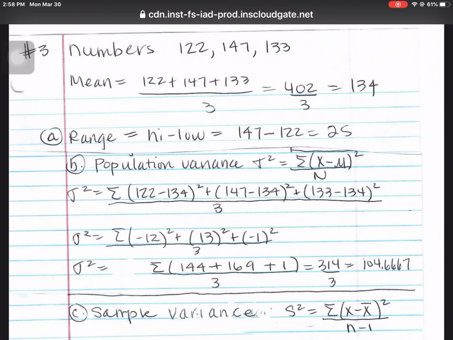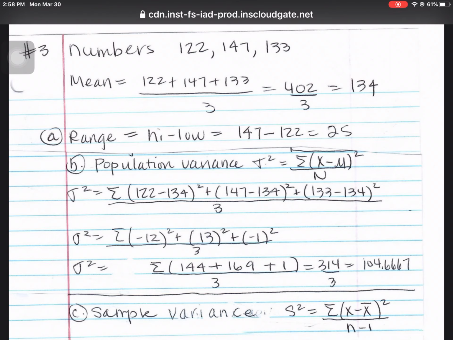This goes with example number 3 from variance section 3.2. There were 3 numbers. To find the mean, add them up and divide by 3. Always divide by how many there are. The mean is like the average.